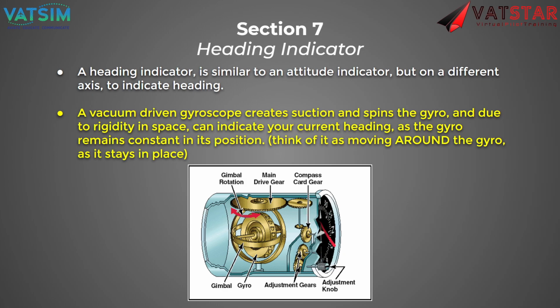So what you have to do is, you see this adjustment knob here? You can actually adjust this card so it indicates correctly, because over time it will actually drift, and you'll have to realign it with your magnetic compass to ensure that you're flying the correct heading.